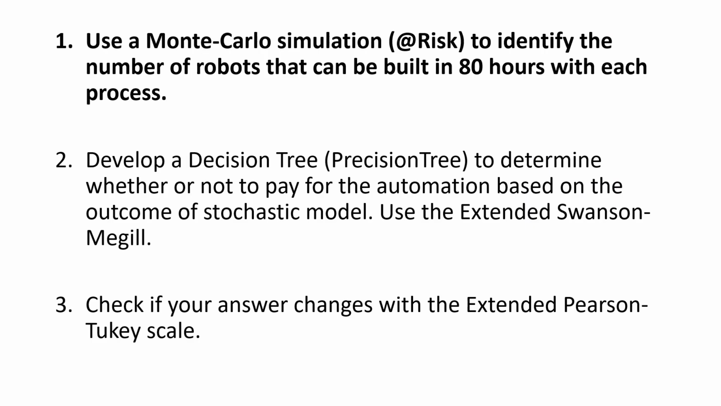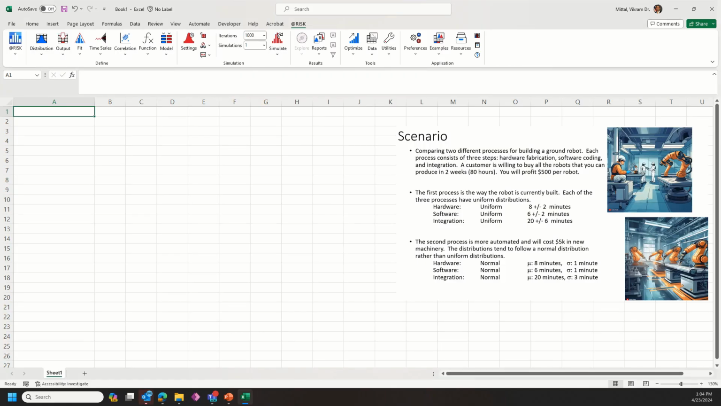First thing that we're going to do is use a Monte Carlo simulation to identify the number of robots that can be built in 80 hours with each process. This is going to be using the @RISK software in Microsoft Excel. So first thing that you're going to do is load Microsoft Excel and load @RISK. We'll now build out the Monte Carlo simulation for the 2 different processes for constructing the ground robot.